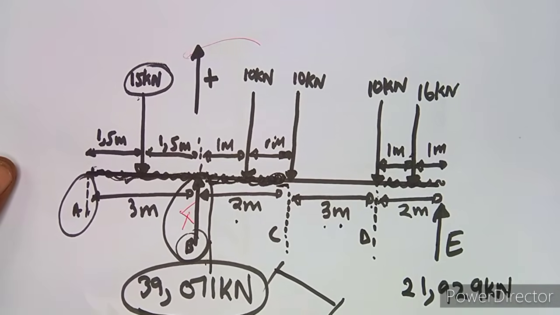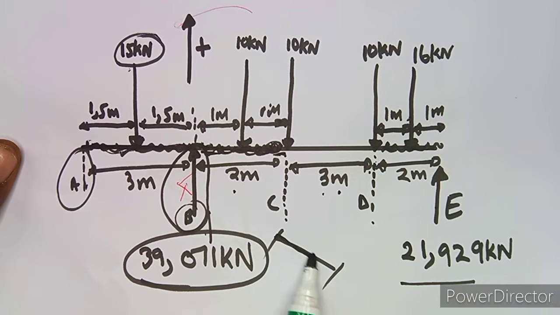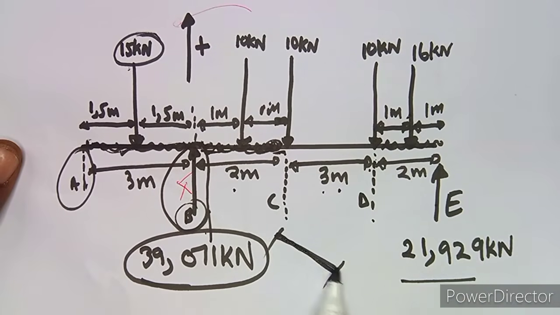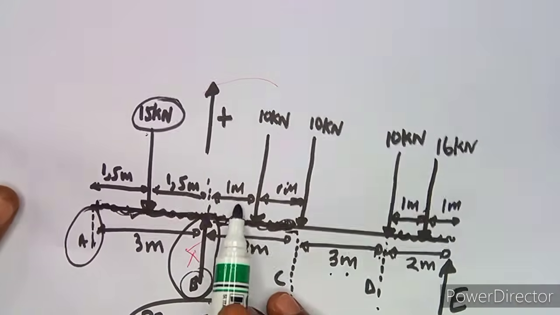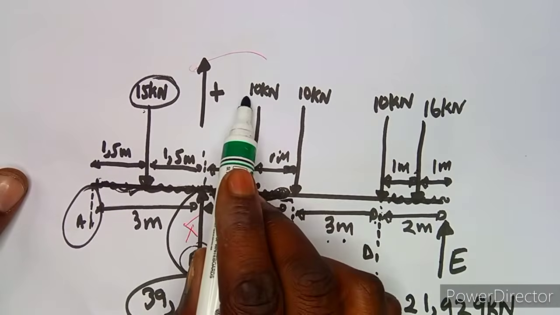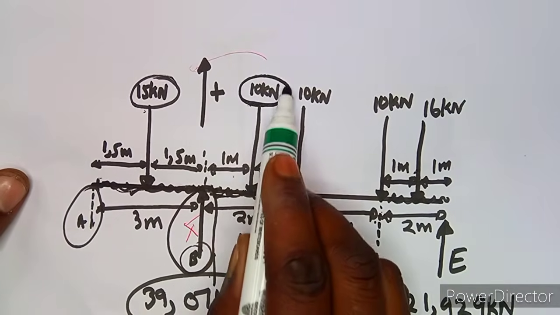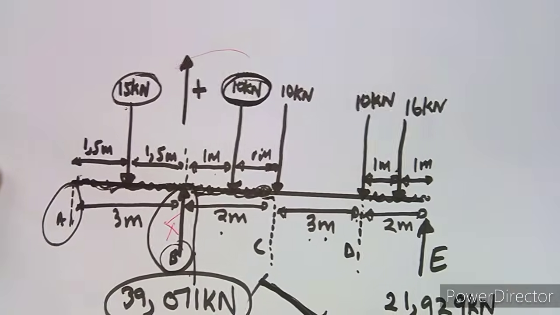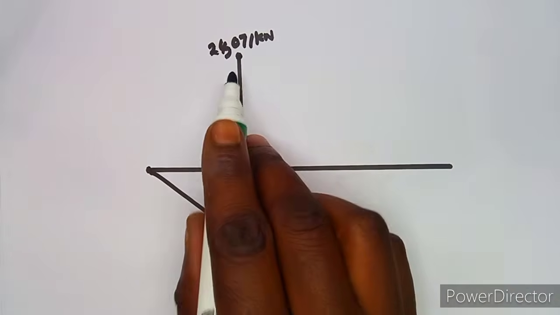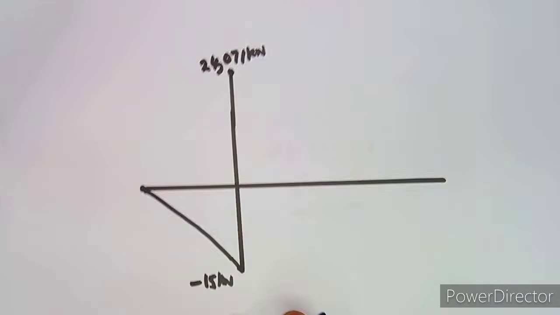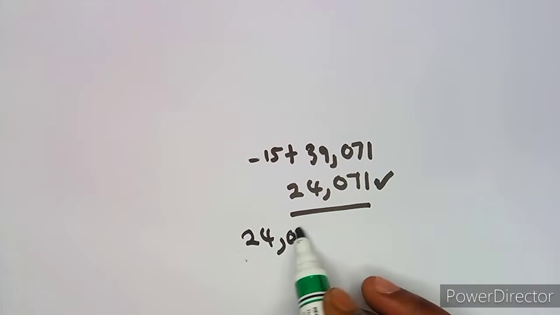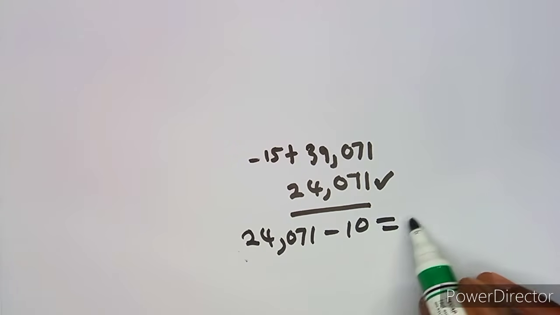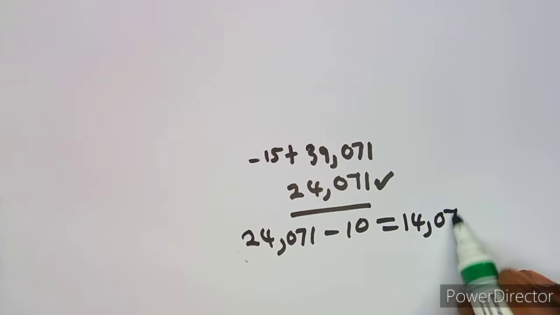Remember, the distributed load is going to go downwards like this, always in a diagonal manner. If it is going downwards, we are going to subtract from the value that we had. We are going to subtract 10 for the distributed load. So from this 24.071, we subtract 10. So 24.071 minus 10, we end up at 14.071.